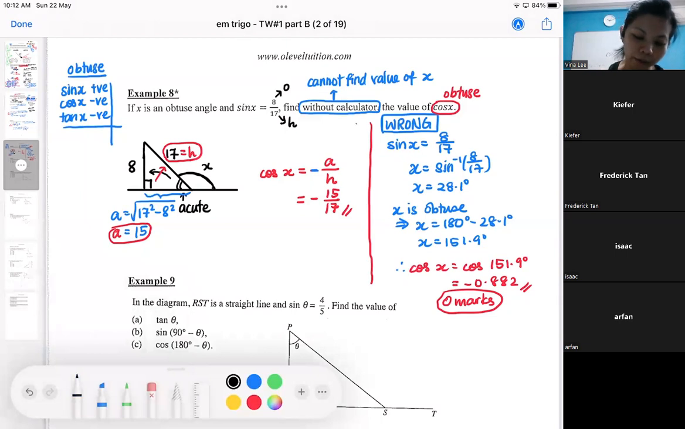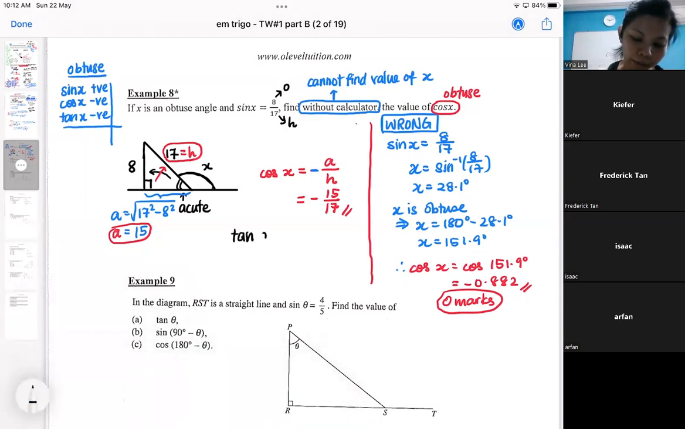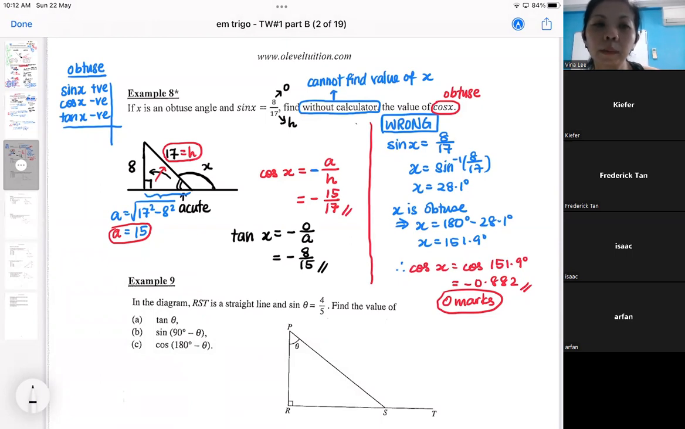So if it's a tangent, I can also find a tangent in this situation. So the question never asks for tangent, but I can do a tangent. It will be a negative O over A. So it will be a negative 8 over 15. So for obtuse angle, there is a negative relationship for cosine and tangent. Other than that, everything seems positive. Acute angle is positive, sine obtuse is also positive.